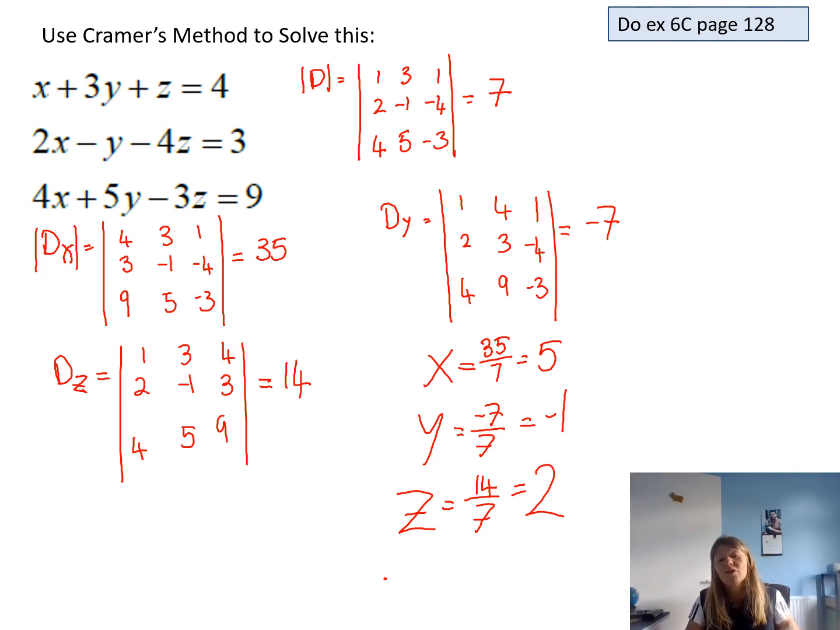If you had 10 equations and 10 unknowns, a 10 by 10 matrix, this would work. You could find 10 letters. So what a brilliant little thing from Cramer, or whoever he nicked it from.